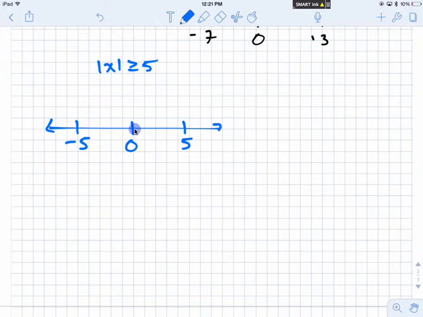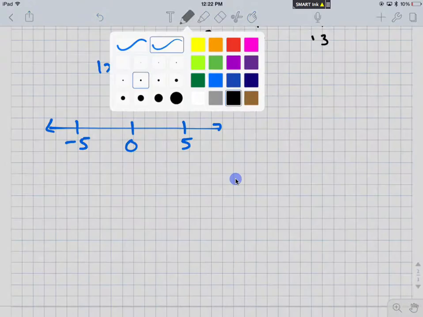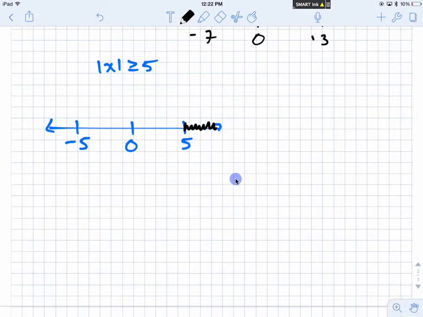So let's think. To the right of 0, well, these numbers are too small. They're too close to 0. 5 is the first number that will qualify as a solution to this inequality. And then 6, 7, 8, 9, 10, forever and ever are also going to work. So these numbers out here to the right, these are solutions to that inequality.